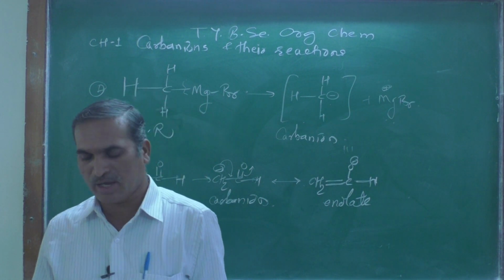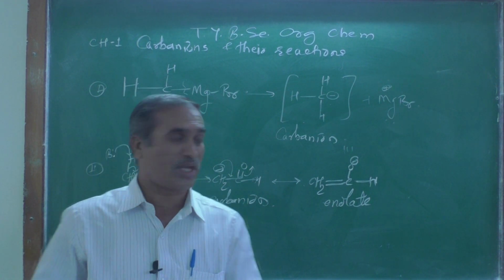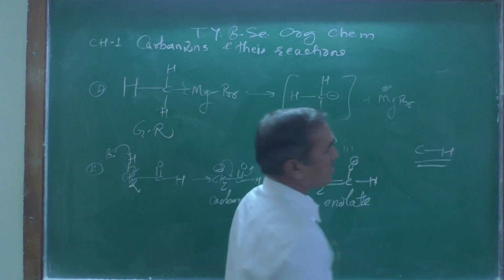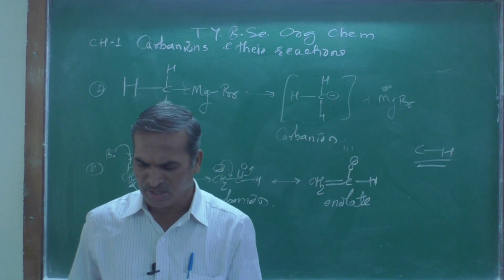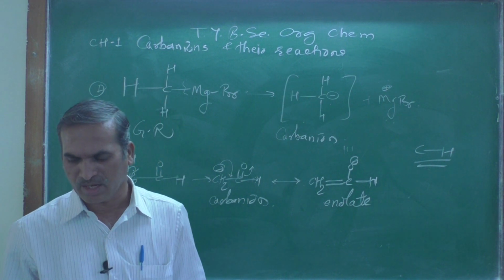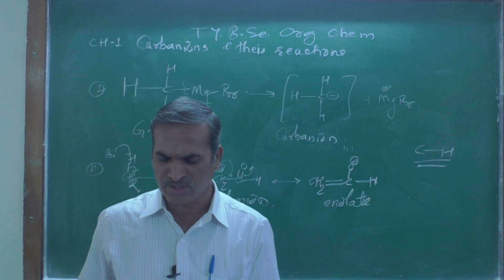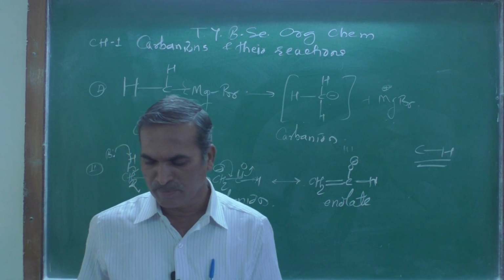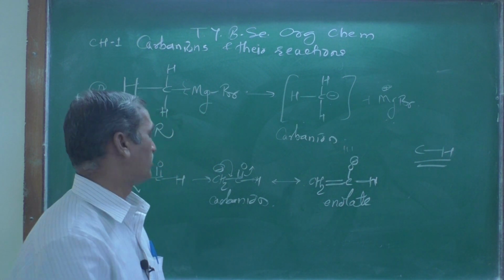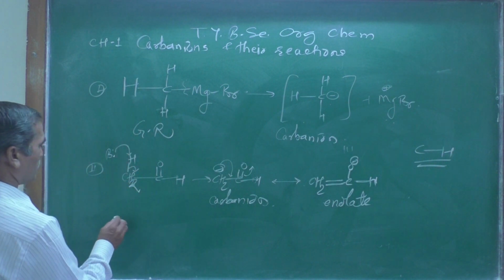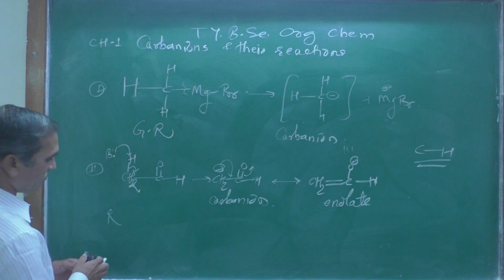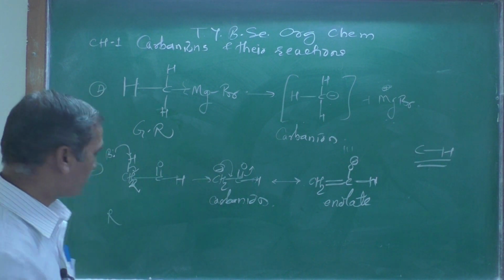Nearly all organic compounds that contain a C-H bond are acidic in nature, because they can function as an acid, donating a proton to a suitable base, giving a carbanion. Let us look at this. Suppose we have this type of species, R.